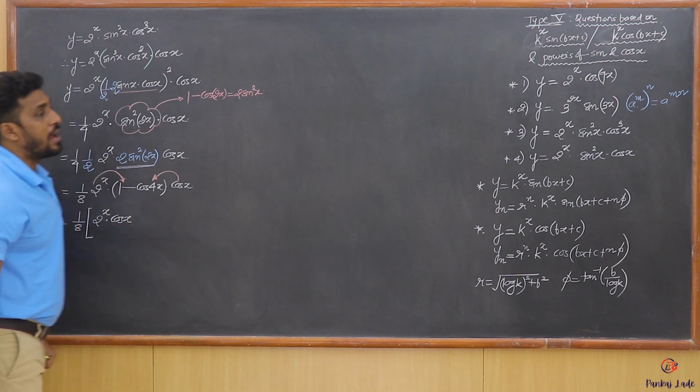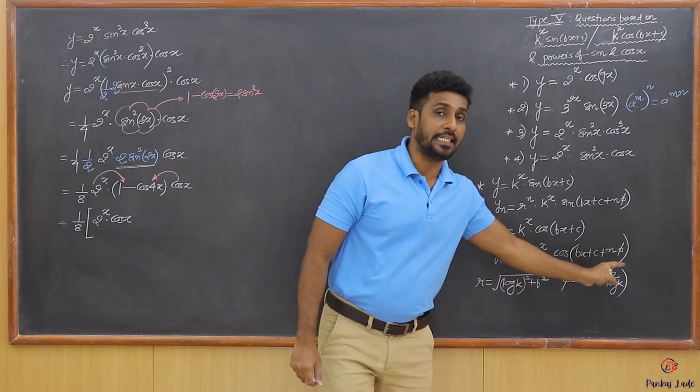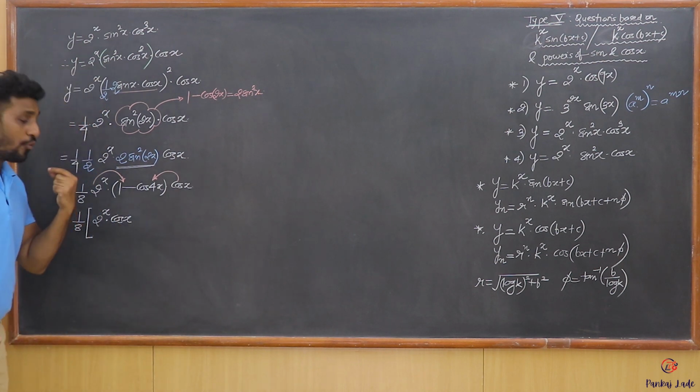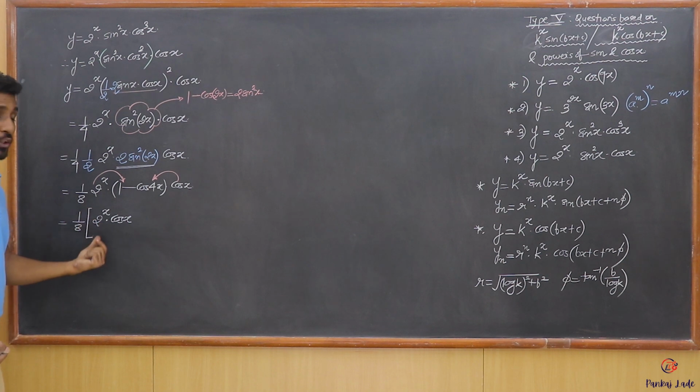Now this definitely looks like k raised to x cos of bx plus c. The value of c is 0. The value of b is 1. And the value of k is 2, isn't it? The value of k is 2. So that's 2 raised to x into cos x.